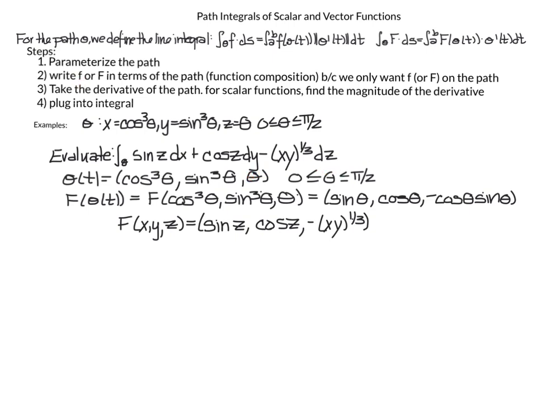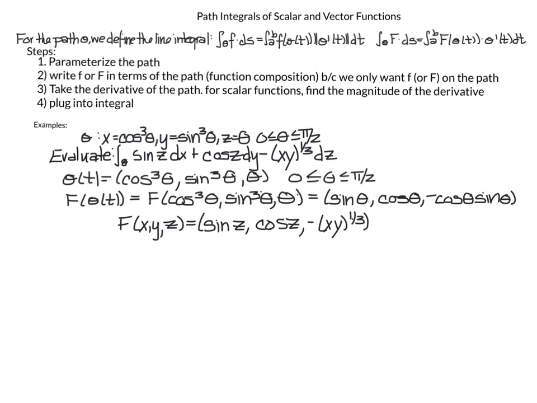Then I write f in terms of my path. I do my function composition, so I'm going to plug in cosine cubed for x, sine cubed for y, and theta for z. And my f of x, y, z I rewrote, so that's sine z, cosine z, and minus xy to the 1/3. So doing my function composition, I need sine of z, which is theta. Thank goodness it's not sine of cosine cubed. That was going to be strange, but no, it's actually sine of theta, cosine of theta, and then the negative cube root of cosine cubed sine cubed, so I'm just left with cosine sine.